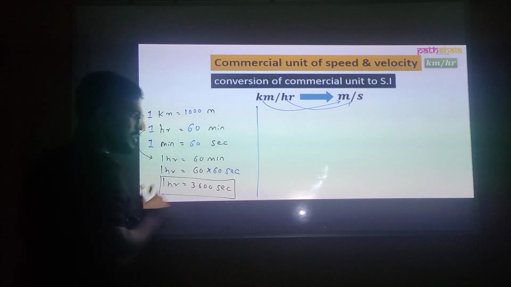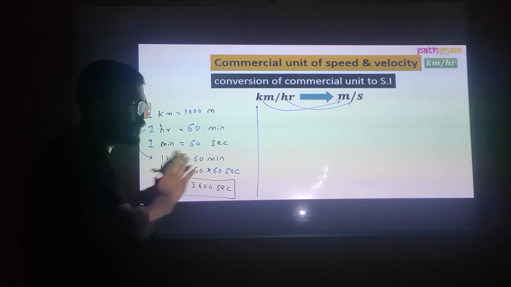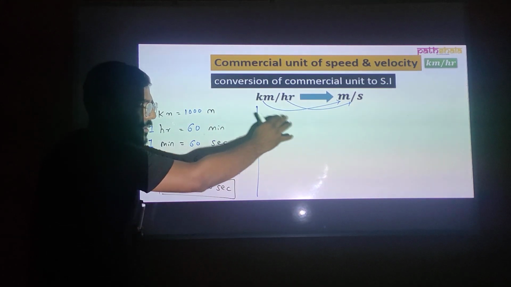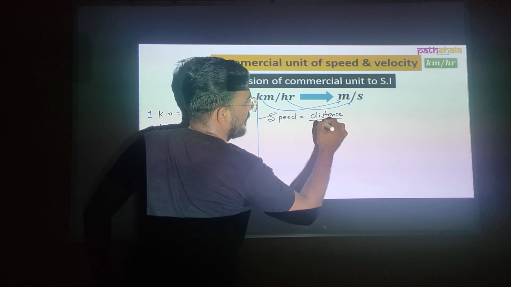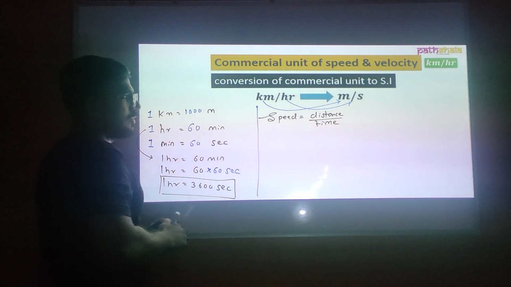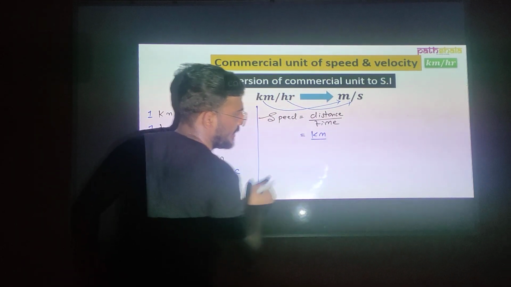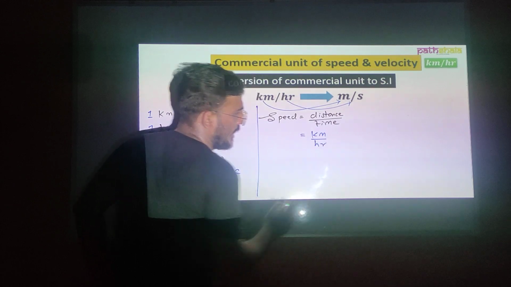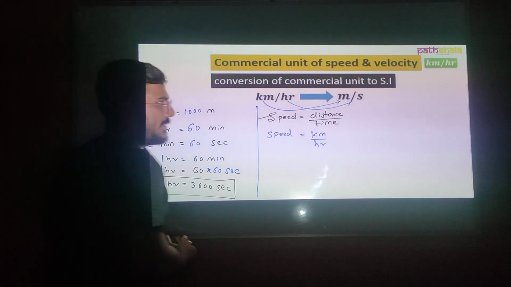So these are simple conversions, right? These are the conversion factors, the terms which we are going to use for the further part. Now what was the formula for speed, children? Speed or velocity? Speed was equal to distance upon time taken. Now in what unit was distance taken for the commercial unit? Kilometer. And time was in what? Hours. This was the commercial unit of speed.